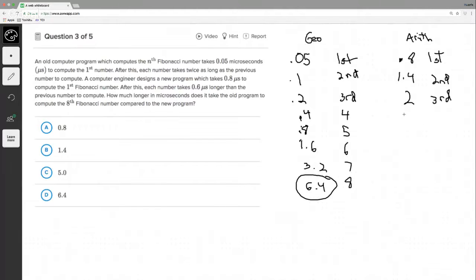Here I'm just going to keep it like this: 2, then we have 2.6. We're going up by 0.6 every time. 3.2, 3.8, 4.4, and 5. Okay, so what's the difference? This is a difference of 1.4, and they even have the nice red herring here of 6.4, just in case you're not paying attention. So how much longer does it take? It takes 1.4 microseconds longer.